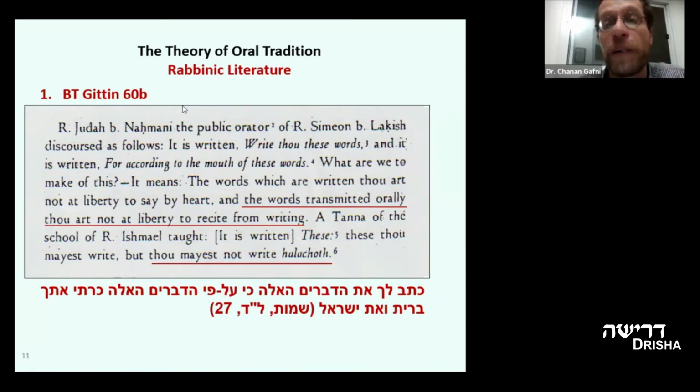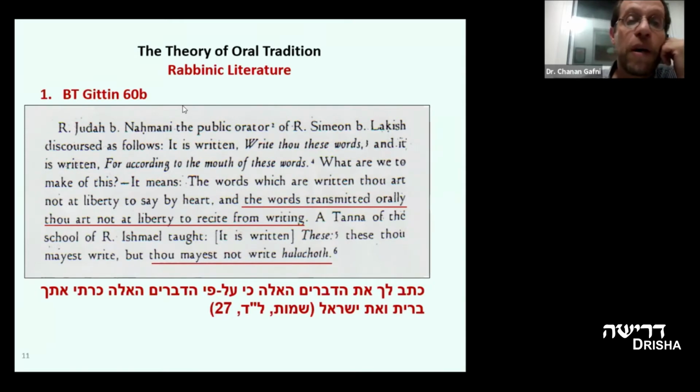On the one hand, it is written, write thou these words, Ktov lecha, and it is also written, Ki al pi hadvarim ha'eleh, for according to the mouth of these things. He's emphasizing the word al pi, which means something oral. What are we to make of this? Is it something written or is it something oral? It means the words which are written, they are not at liberty to say by heart, and the words transmitted orally, they are not at liberty to recite them from writing.